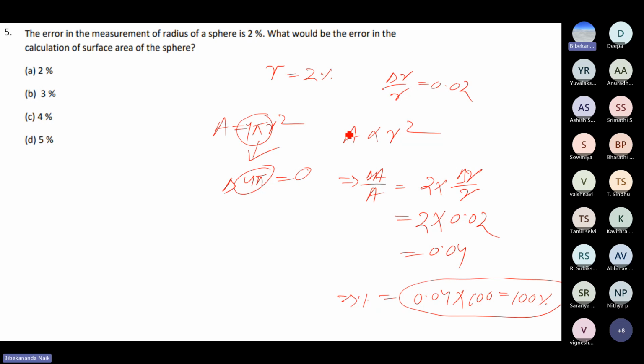Since here we don't know the exact value of radius, we cannot calculate the exact value of area. If the exact value of radius is given, then we can calculate the exact value of area. But whether the value of radius is given or not, the error in area will always be twice that of the error in radius.